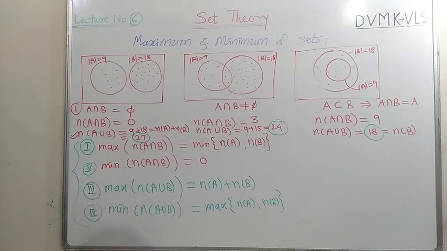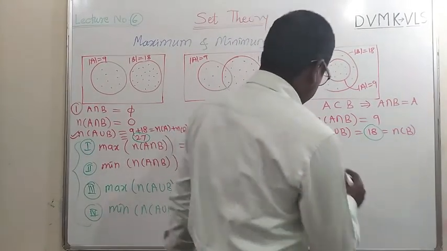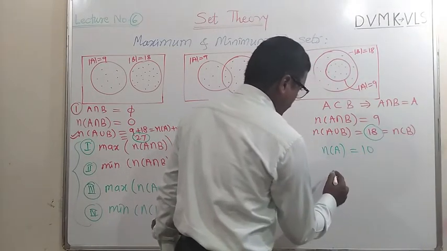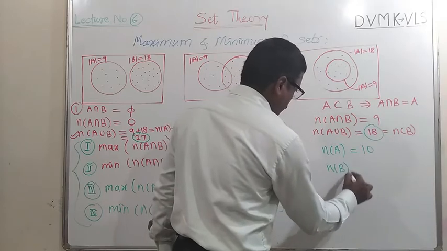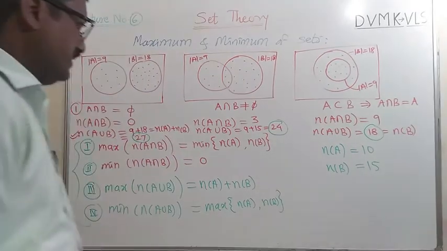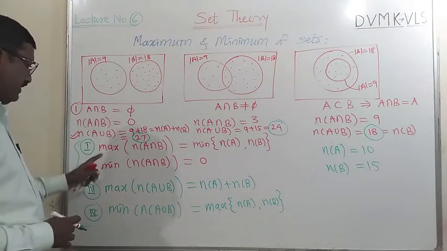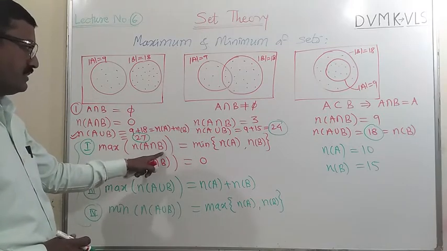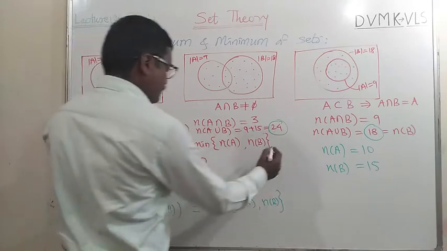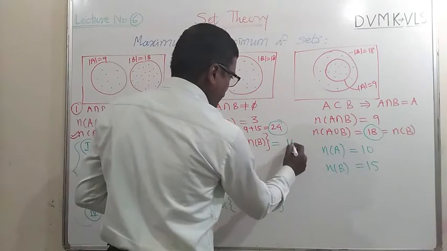Okay, let us see one example here. Suppose NA is equal to 10 and NB is equal to 15. Then can you write all these results here? The maximum of A intersection B is equal to the minimum of NA or NB. So this result gives us the answer for this question as the minimum of NA and NB, it will be 10.